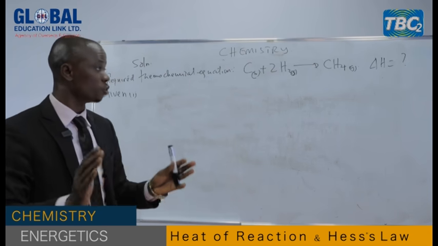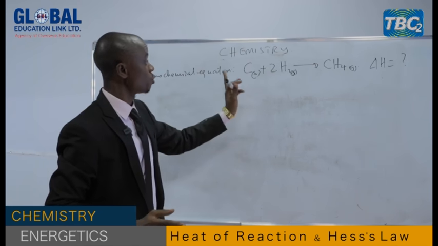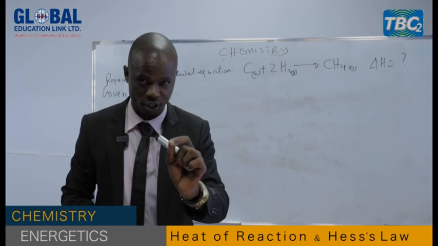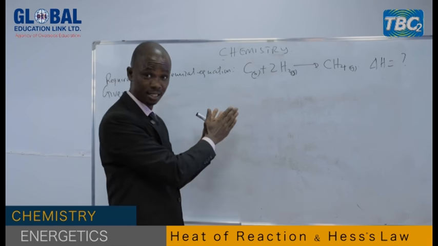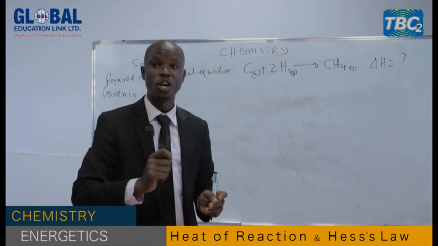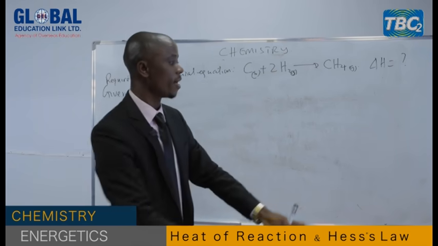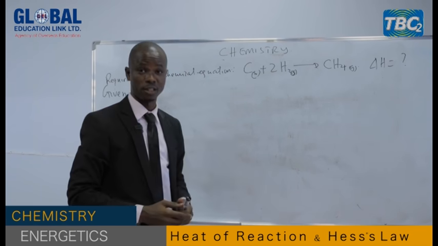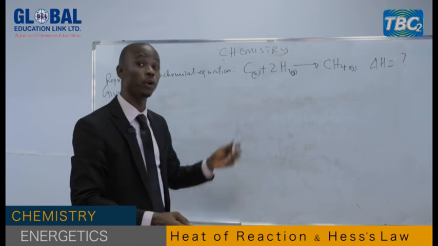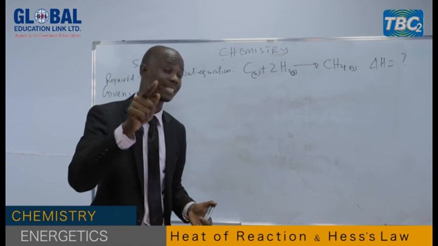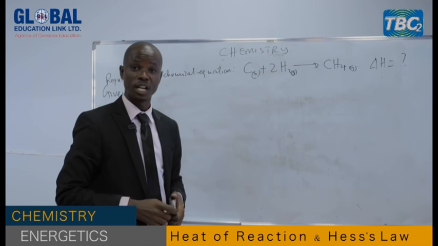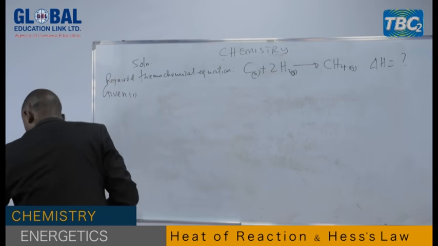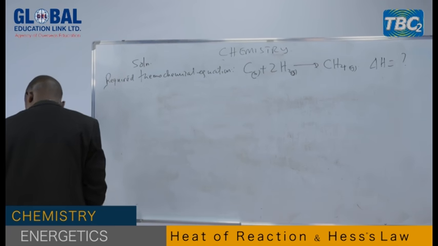Now, what you have to do, the first skill I've told you is to write the required balanced thermochemical equation. You've already done that. Now, the second skill, you have to manipulate the 3 given equations to get the required equation. So that means this required equation will be obtained by manipulation of the 3 given equations. So what are you going to do? Let's start with number 1.